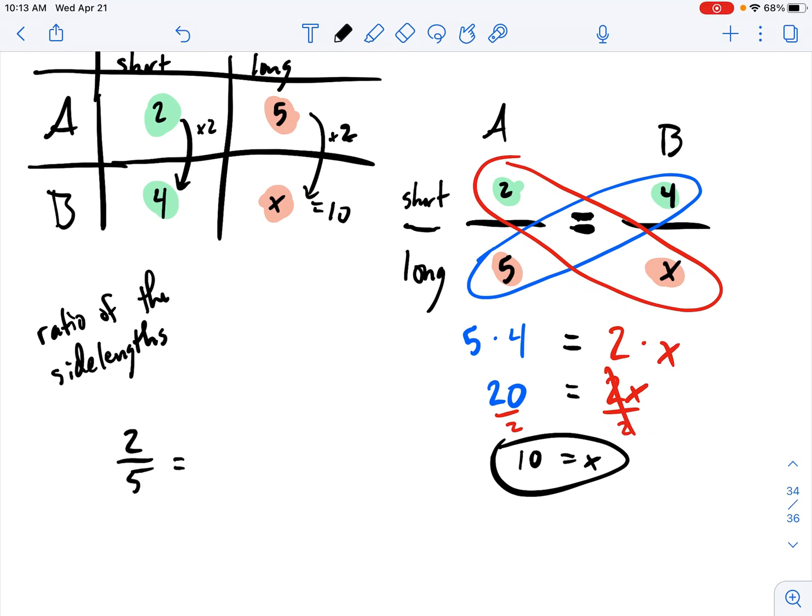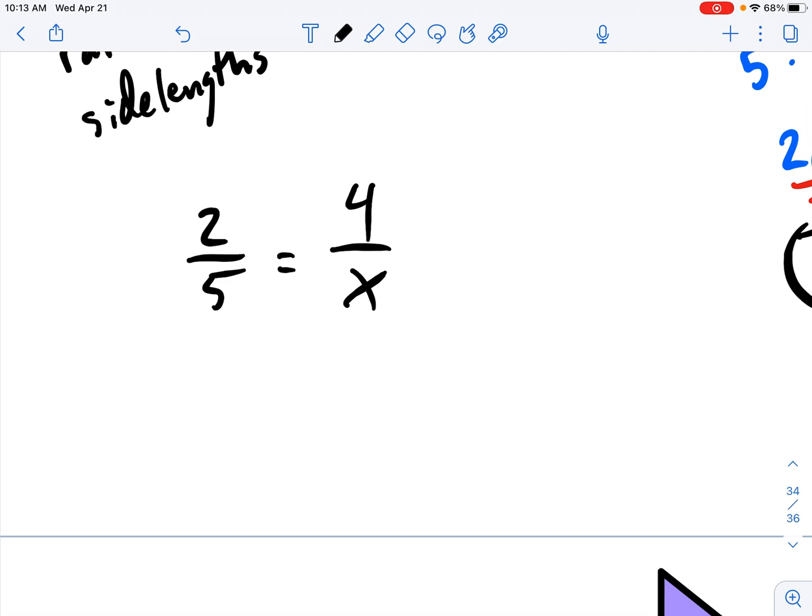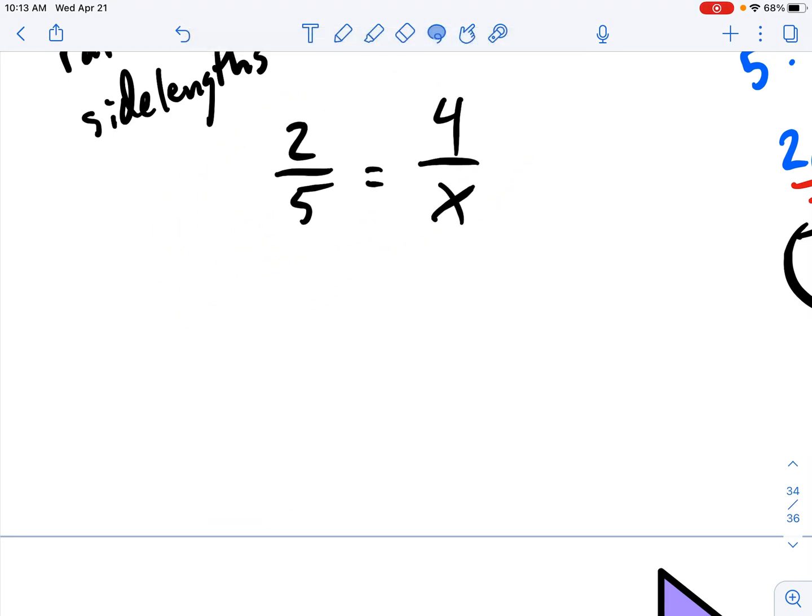So 2/5 equals 4 over x. Right here we have the same proportion, right? 2/5 equals 4 over x. And this is just an algebraic equation. And this is where it gets a little bit tricky and a little bit confusing, okay?